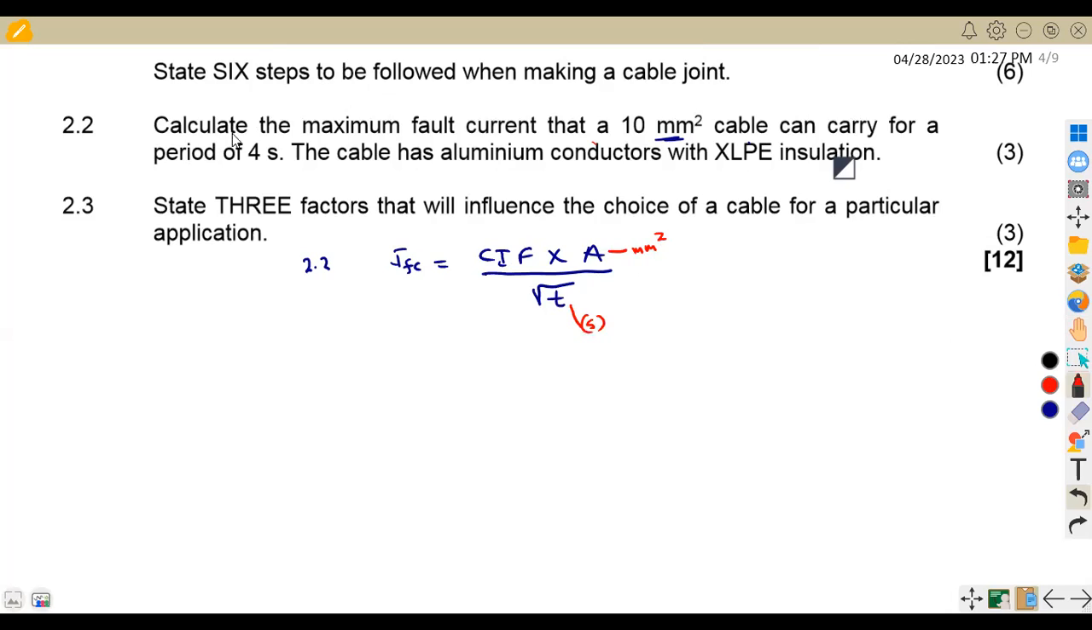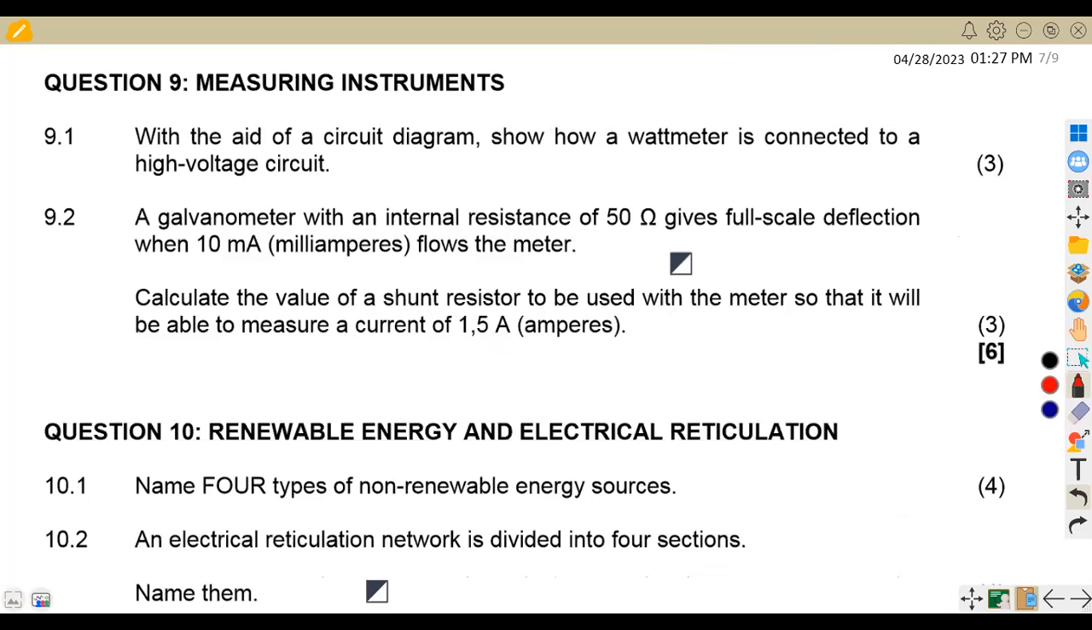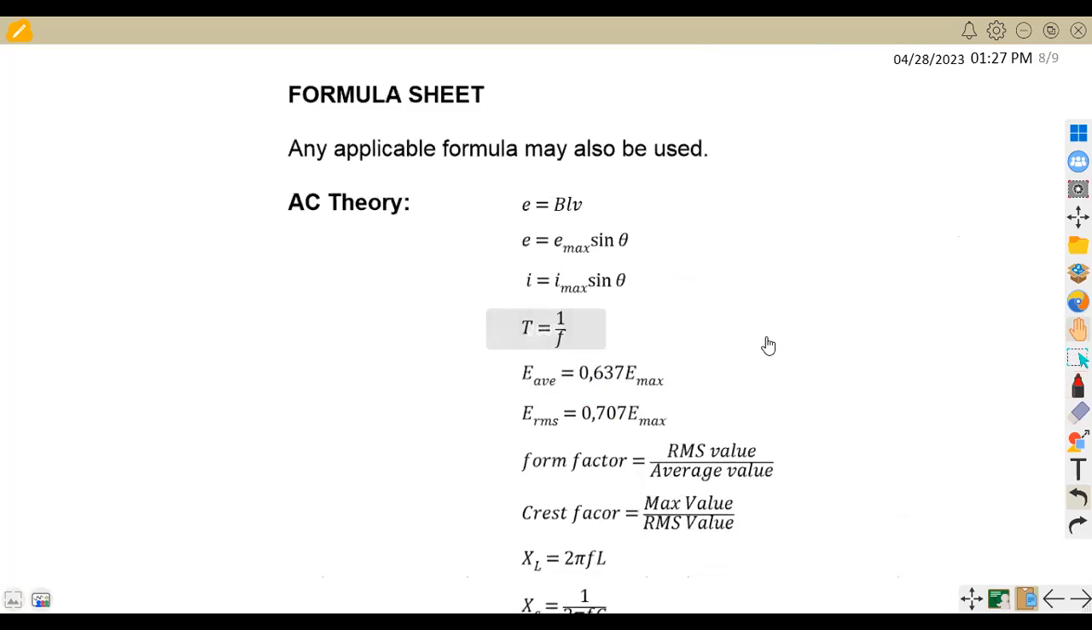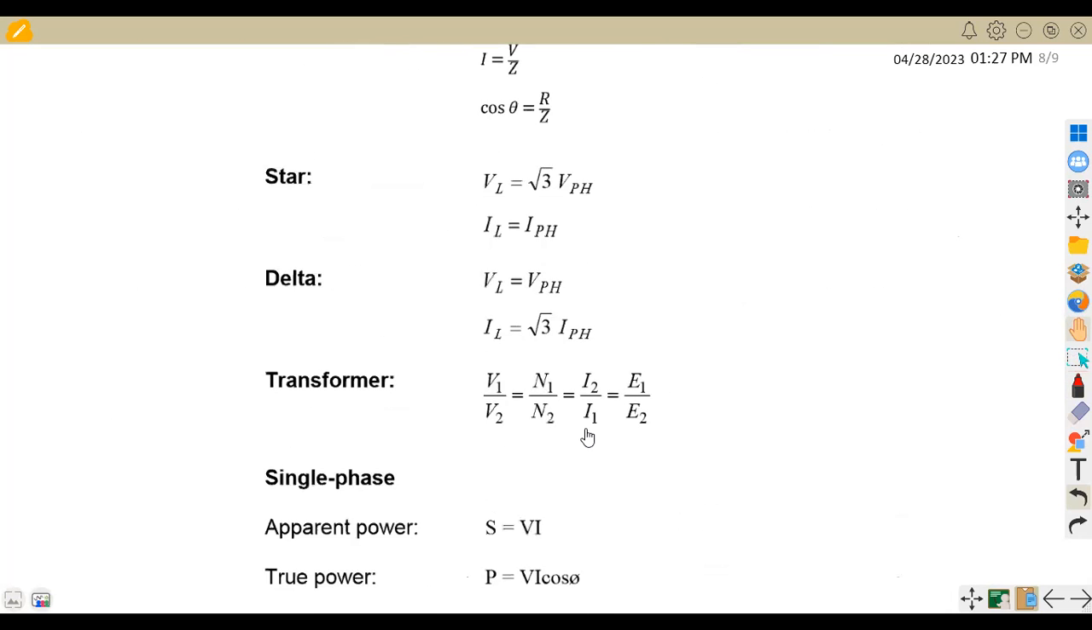All right, so we are given to calculate the maximum fault current that a 10 square millimeters area cable can carry for a period of 4 seconds. So we are given area, which is 10 square millimeters, and we are given our time as 4 seconds. The cable is aluminum conductors with XLPE insulation. So in this case, we are dealing with the insulation factor for aluminum and for XLPE insulation. If we check on our information sheet, this is what we are given.